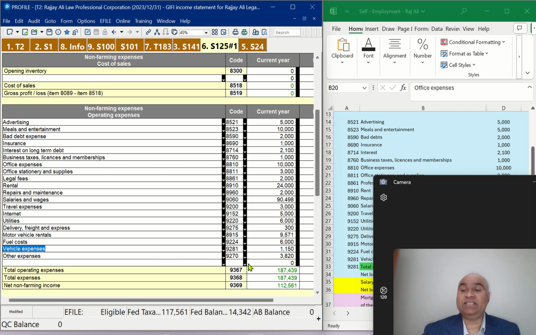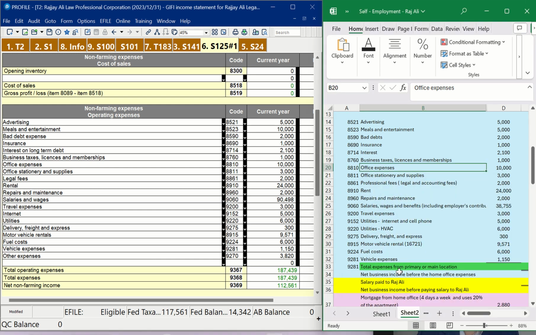And this is the vehicle expense with respect to the fuels. This is the fuel right there, line 9224, fuel costs. You can see it. And the vehicle expense, the maintenance and licensing, all pulled together. You could put descriptions here, so when you open the file, you could see. Another expense is the home office expenses. You could claim that over here, okay? It would be a deductible expense.